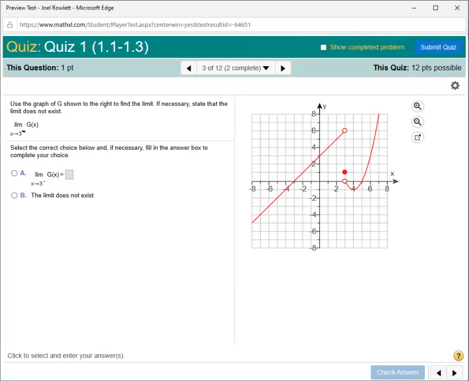3 from the left, I'm coming in here, closer and closer to 3. What's happening to the graph? Well, the graph is actually getting closer and closer to what y value? We would predict that it's headed towards 6. So that's the limit.